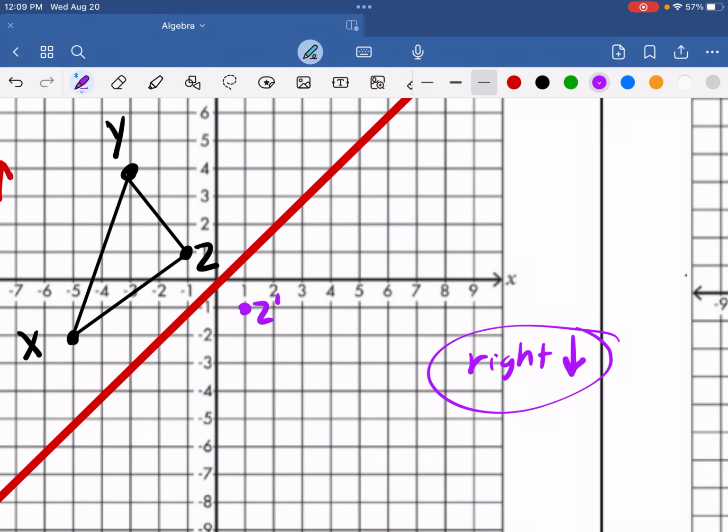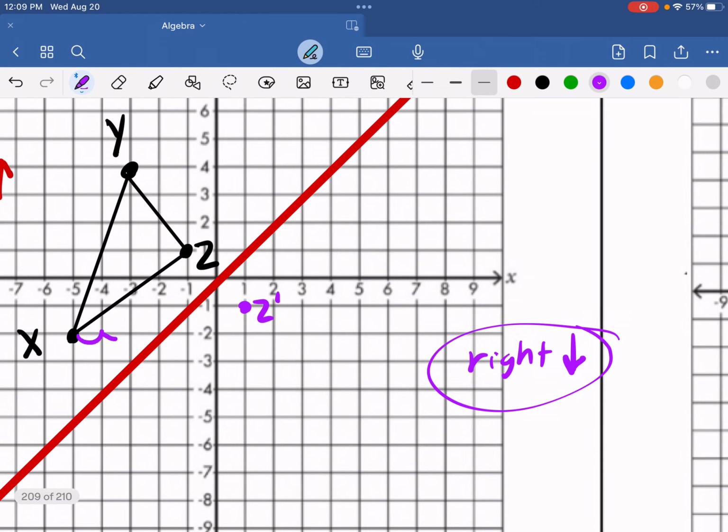And then for x, 1, 2, 3. And now I switch directions, 1, 2, 3. So that's where x would end up. Okay, so that is how you do your counting. This is x prime, z prime, and then y was 7.